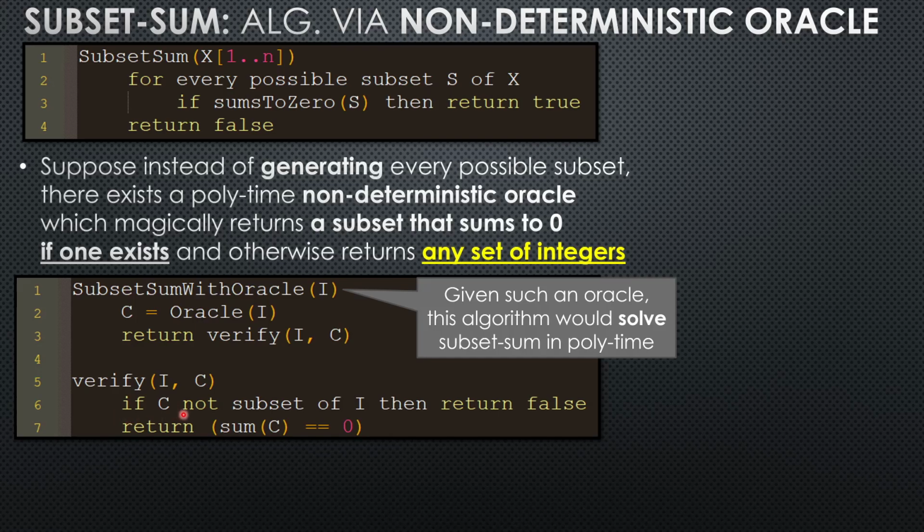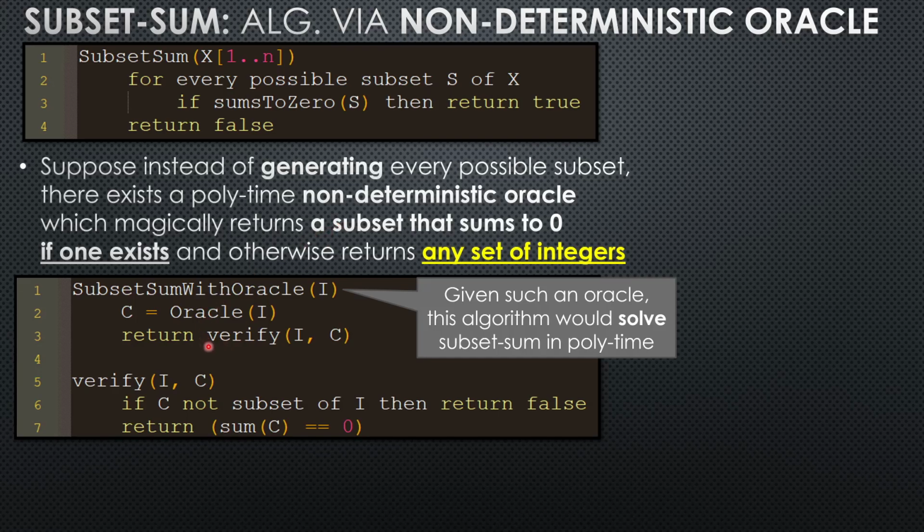So we'll check if it's not a subset of I, because remember, if there was no subset that sums to 0, then the oracle will just return any set of integers. That might not be a subset of I. So we'll check, is it a subset of I? If it's not a subset of I, we'll return false, right? Verify will return false, and we'll return false here. We'll be saying there is no subset that sums to 0. Is that a correct thing for us to return? You could think about that for a moment, perhaps.